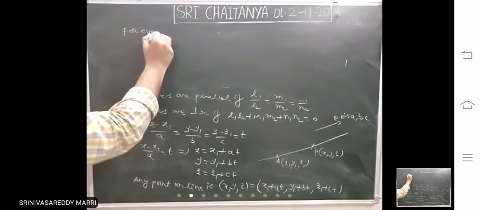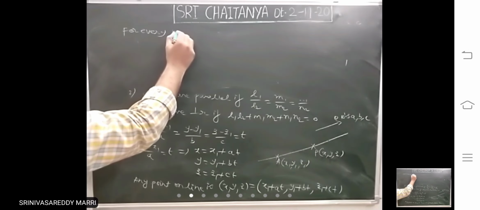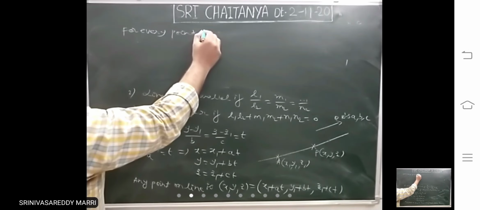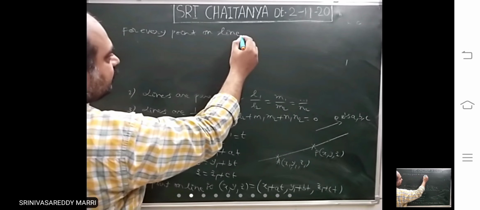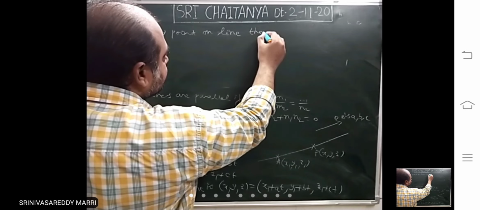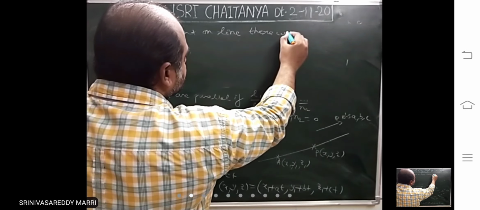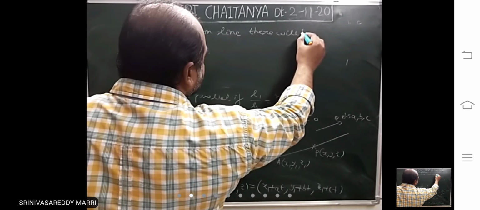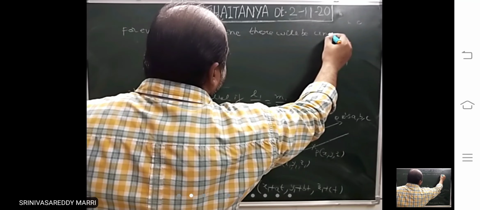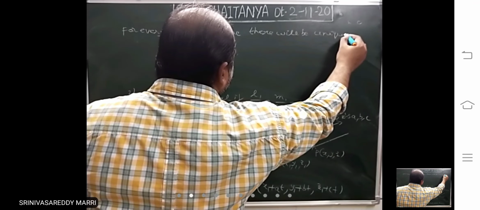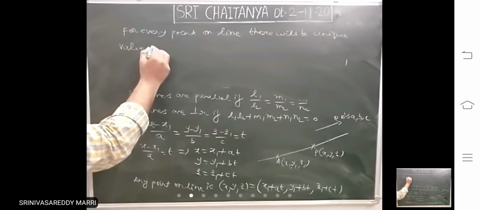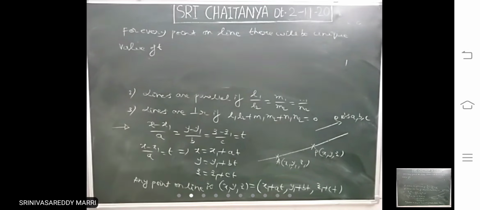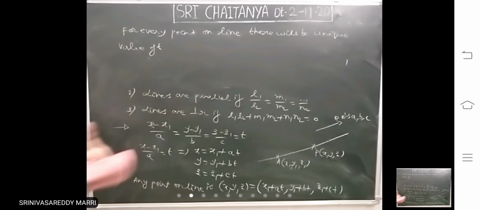For every point on the line, there will be a unique value of t. The t, if you find out, then you will get that point.